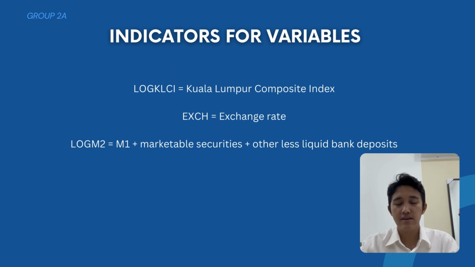In this example, the exchange rate represents the value of one currency compared to another. In our case, we use the US dollar and Malaysian ringgit. And then lastly, log M2, which is an independent variable. It is the natural logarithm of M2, which is the sum of M1, which is the cash in circulation and demand deposits, and then marketable securities and other less liquid bank deposits.